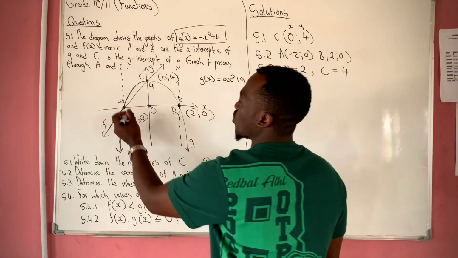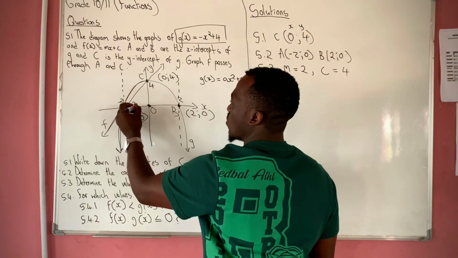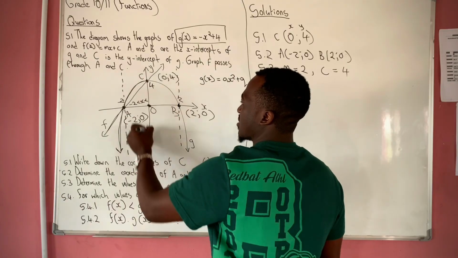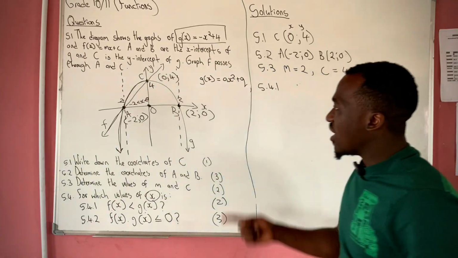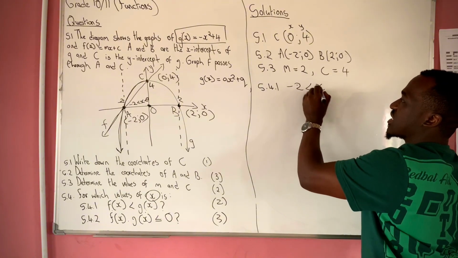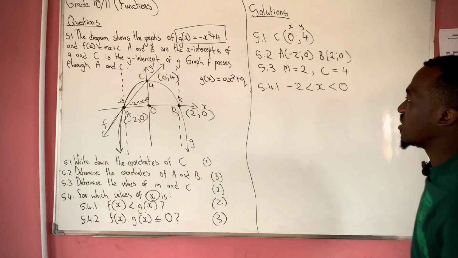Now, for this situation, the answer is: it's between negative 2 and less than x. This x again is less than this one, which is 0. So our answer to 5.4.1 is negative 2 less than x, x less than 0. We've accommodated the situation.